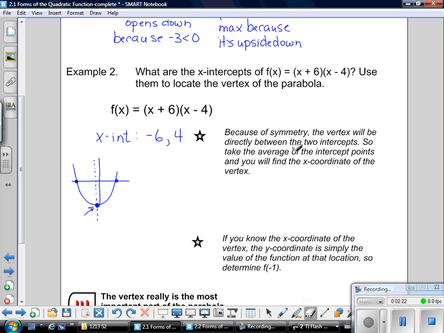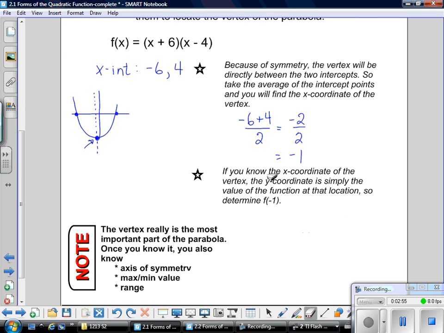We can take an average of those two numbers. So we could take negative 6, add it to 4, and then divide by 2. And if we do that, we end up with negative 2 divided by 2. So we end up with negative 1. So that tells me right now that the x-coordinate of my vertex is negative 1. Now, because I know x is negative 1, I can then use what we did from our first unit, and I can figure the y value. So you know the x-coordinate of the vertex. The y-coordinate is simply the value of the function at that location.